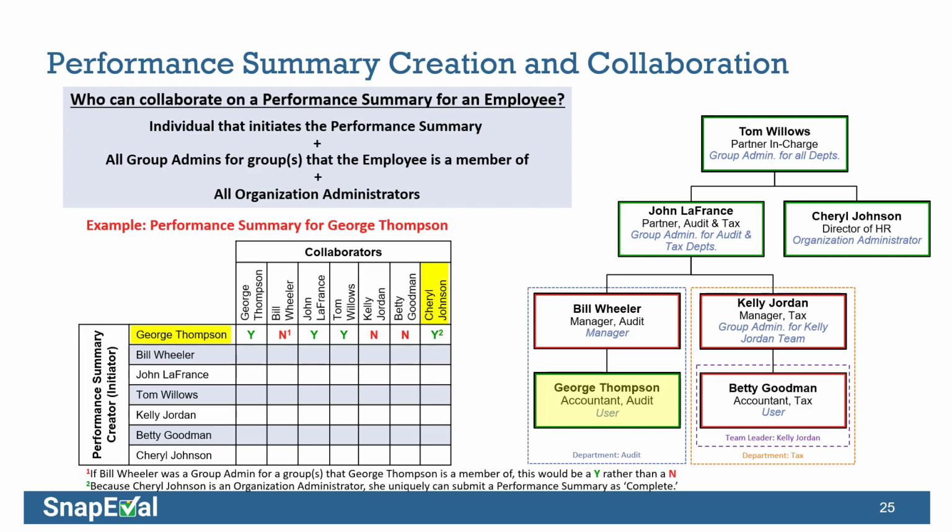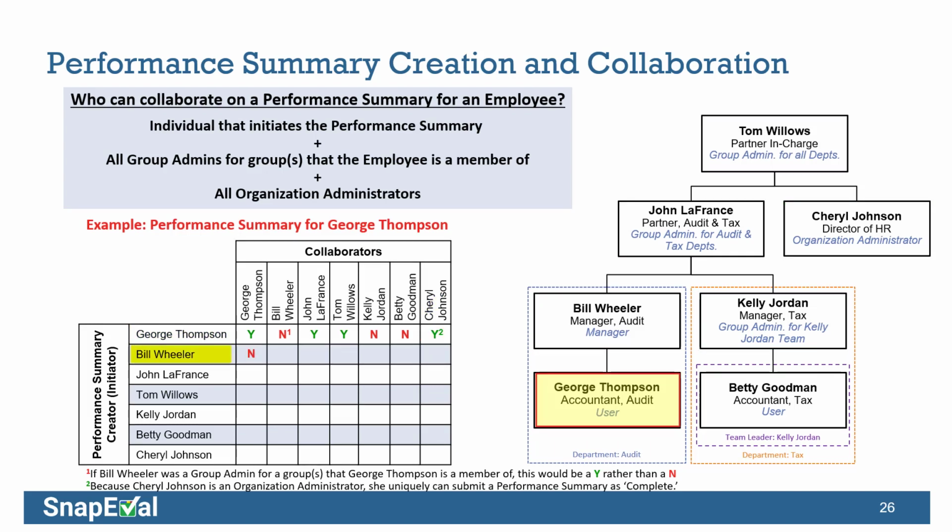Cheryl Johnson, who is our Director of Human Resources and is an organization administrator, can always participate in that process. And so you see she has a Y. In addition, she is the one role as organization administrator in SnapEval that can submit the performance summary as complete. She's the only person in the company that can do that because she's the only one with the organization administrator role. If you had two people that had the organization administrator role, either one of them could not only collaborate in this process, but they could submit the performance appraisal as complete.